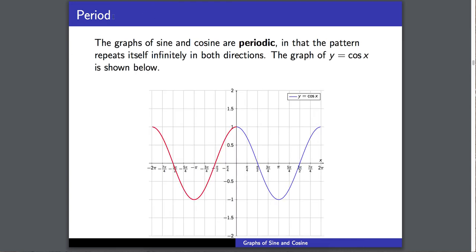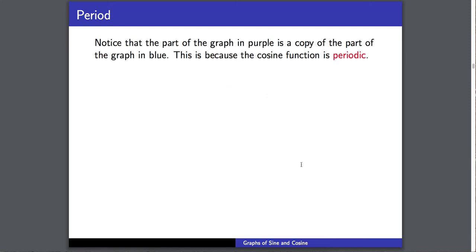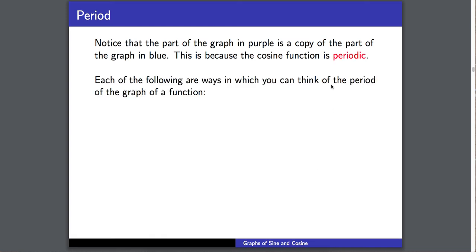Actually, I take that back. It's red. I changed it from purple because it was too hard to distinguish. But notice the copy in red here is a copy of the part in blue. And that's because our cosine function, like our sine function, is said to be periodic.